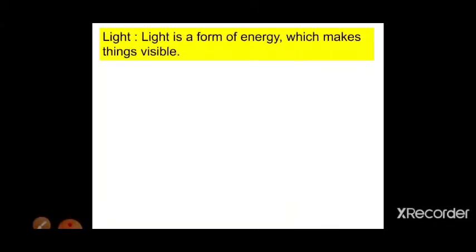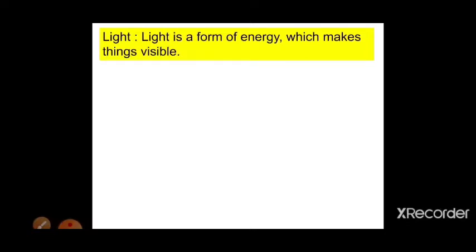So that means light is the energy which helps us to see. And also when we observe any glowing light or sunlight, it will give us heat also. As it has energy, it will produce heat also. So now what is the definition? Light is a form of energy which makes the things visible.